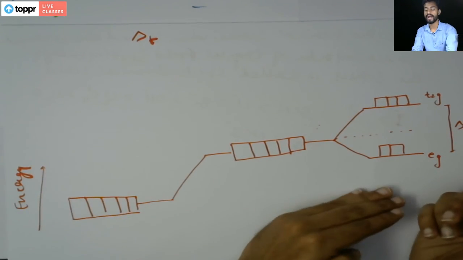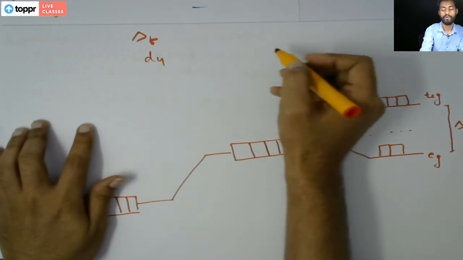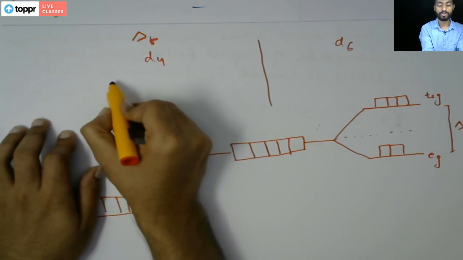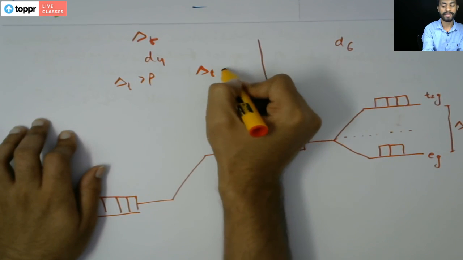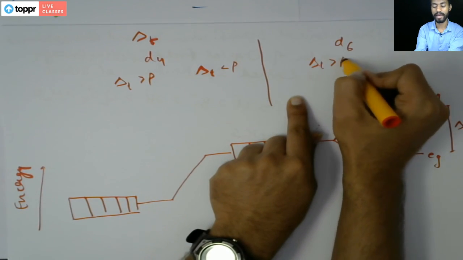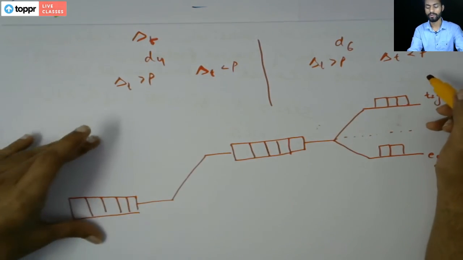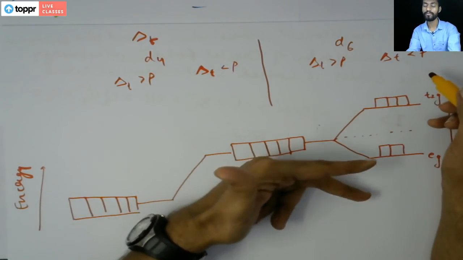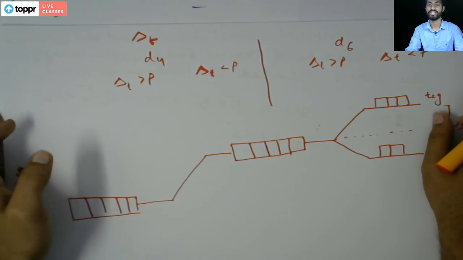Now you have to fill this diagram for a d4 molecule and a d6 molecule. So we will have d4 and d6, and there we will have 2 conditions: delta T greater than pairing energy and delta T less than pairing energy. Similarly for d6. You can reply back the nature of ligands, paramagnetic character, and nature of complex, high spin complex or low spin complex, to us in the comment section.